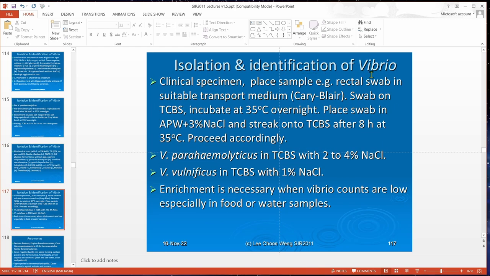Clinical specimen includes rectal swabs. Rectal swabs are usually used when they screen food handlers, people working in the food industry. They will need to screen whether they have Vibrio cholera.